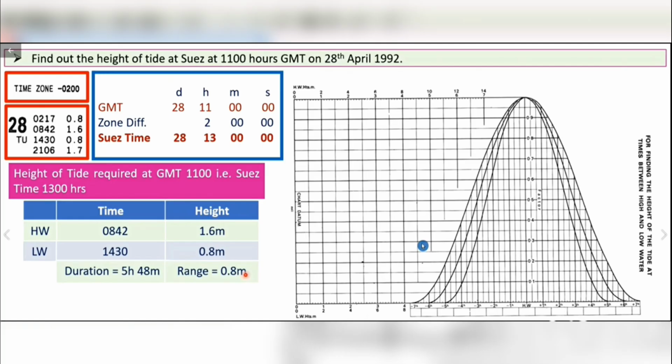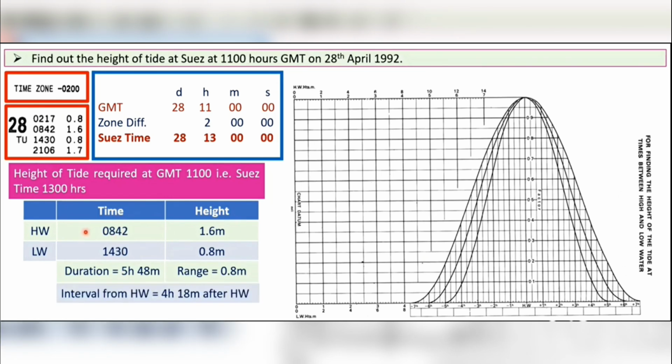Very good, beta. Let's proceed ahead. And the time for which the tide is required is 1300 hours. So we can find its interval after high water because it's an ebb tide, a falling tide. The interval from 0842 to 1300 hours is 4 hours 18 minutes after high water.